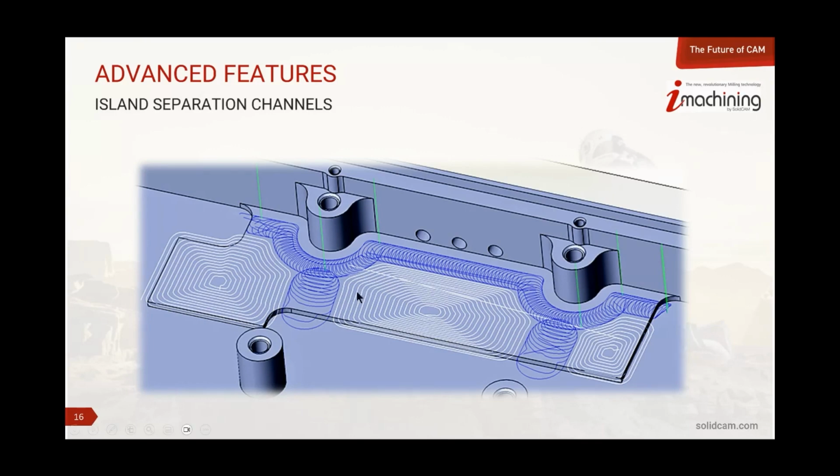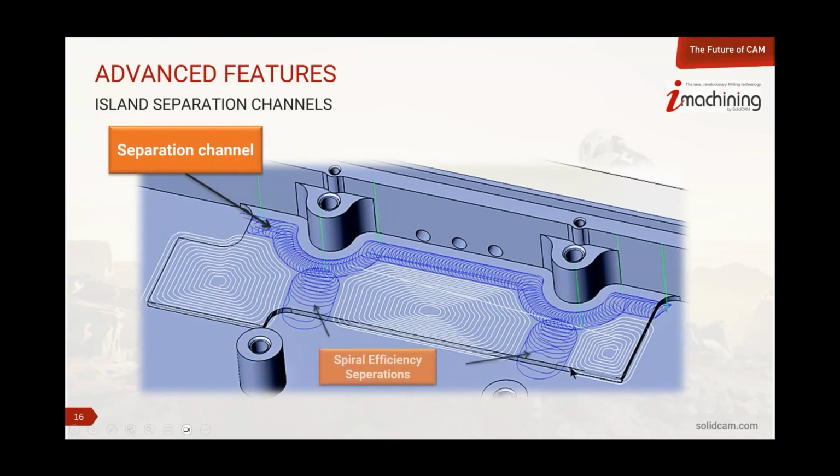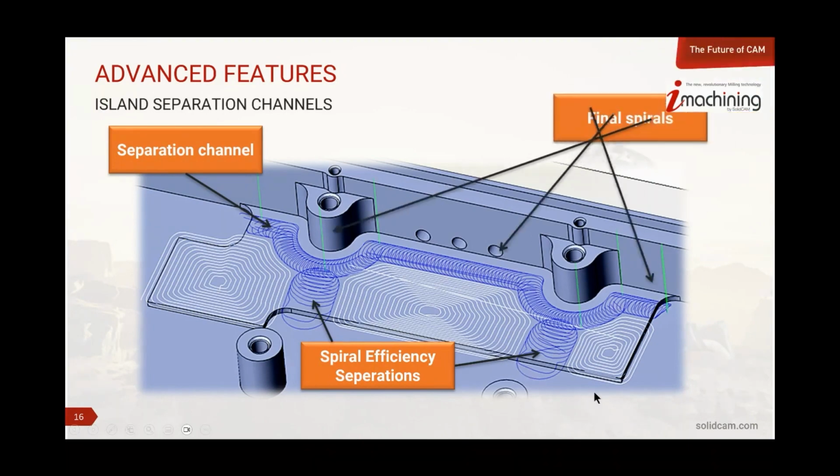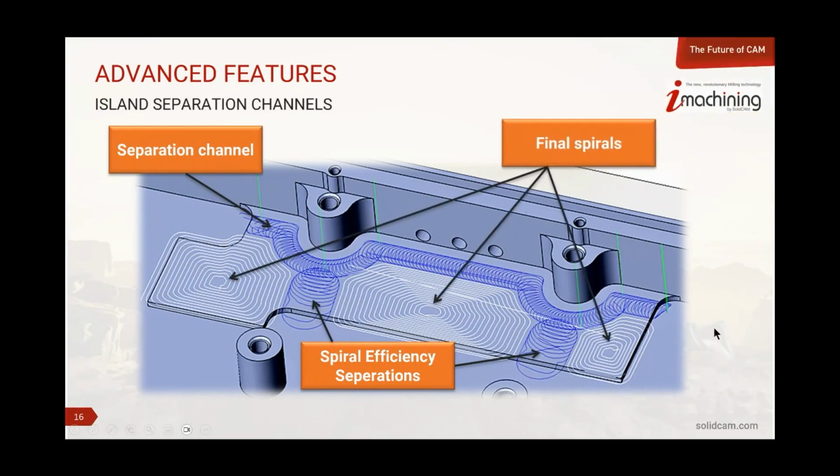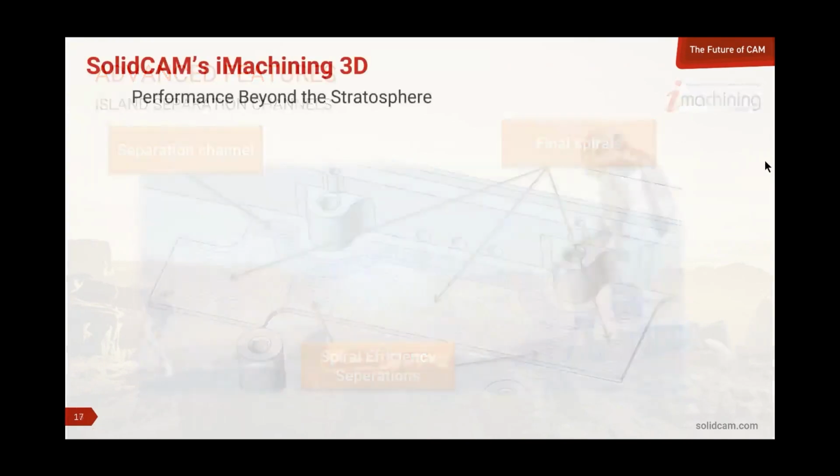So what the algorithm does is it automatically computes where to put these, what we call spiral efficiency separation channels, and clear those areas into more symmetric regions where we can assign the final spirals and keep them closer to or at the maximum cutting angle where the efficiency is the highest. This is one of the really interesting features of the algorithm, and it does this all automatically for you.